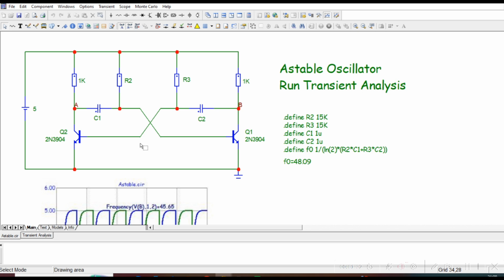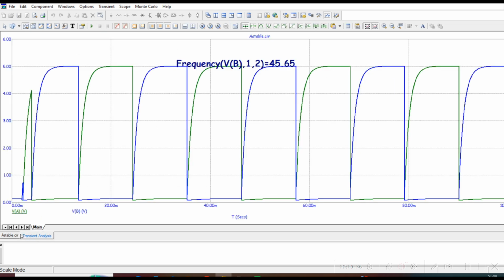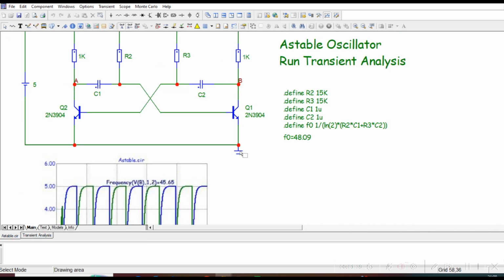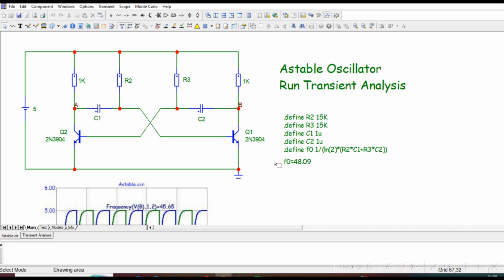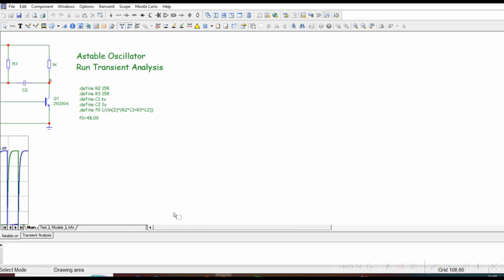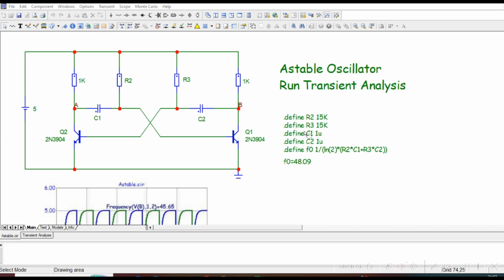Operation steps. Initially, one transistor turns on, while the other remains off. Let's assume transistor Q1 is on and transistor Q2 is off. The capacitor connected to Q1's base begins to charge through the resistor. As the capacitor charges, its voltage increases and eventually turns Q1 off. At this point, Q2 turns on. The same process repeats for Q2, causing the circuit to oscillate between the 2 states. This continuous switching generates a square wave at the output.